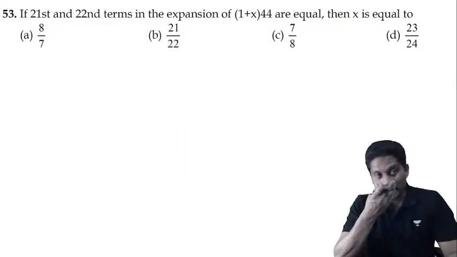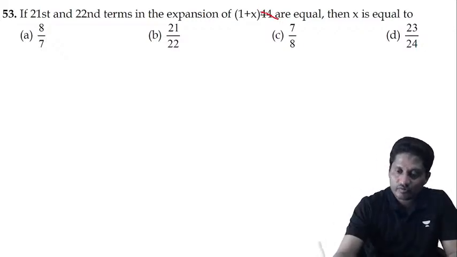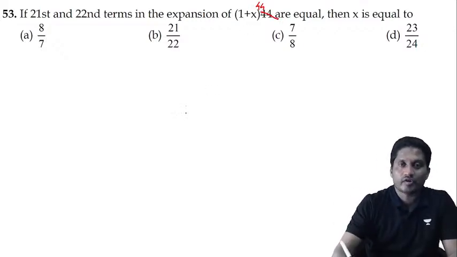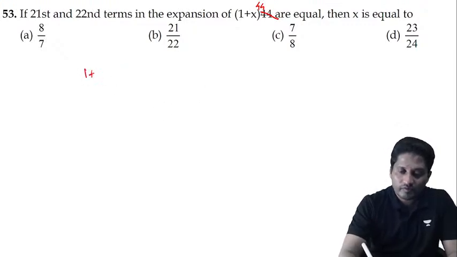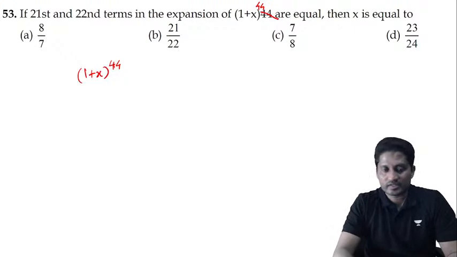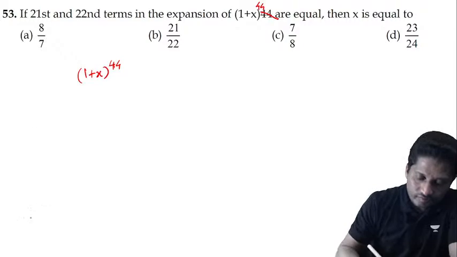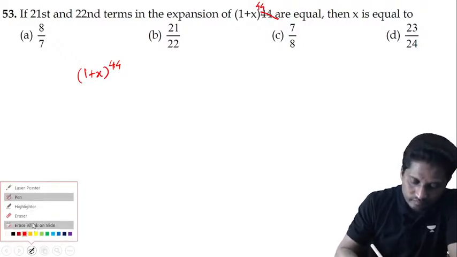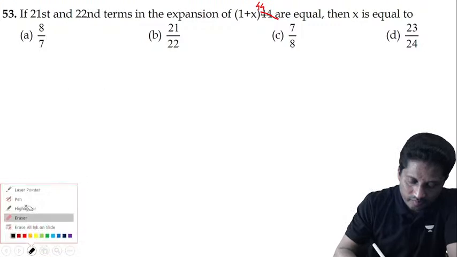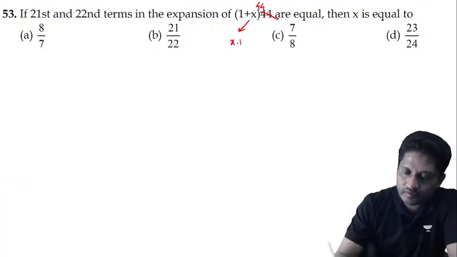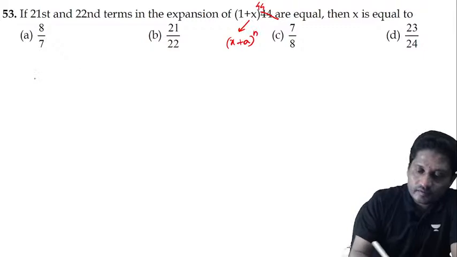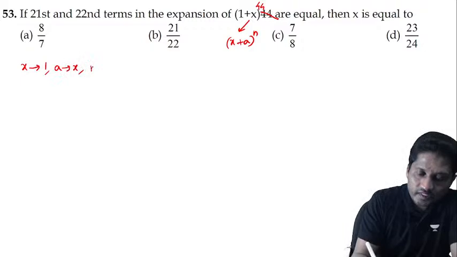If 21st and 22nd terms in the expansion of (1 plus x) whole power 44 are equal, what is the value of x? Right, now this is of the form (1 plus x) whole power n. So of the form (x plus a) whole power n. X will be equal to 1, a will be equal to x, n is equal to 44.